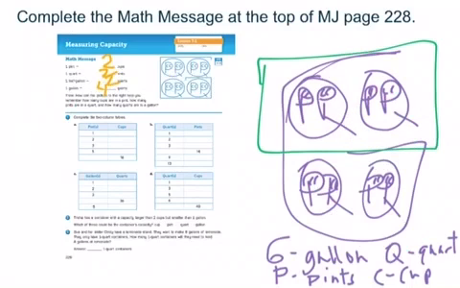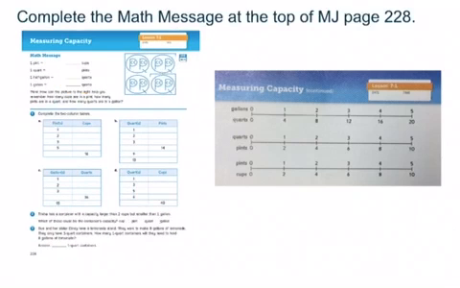We're going to use it to help us complete the bottom of the page, but before we do that, we're going to take a look at the next page in your math journal. And the top of it is about measuring capacity as well. So I want you to take a look. So this is one way that we could be looking at it. And this is another way. We're still looking at the same information.